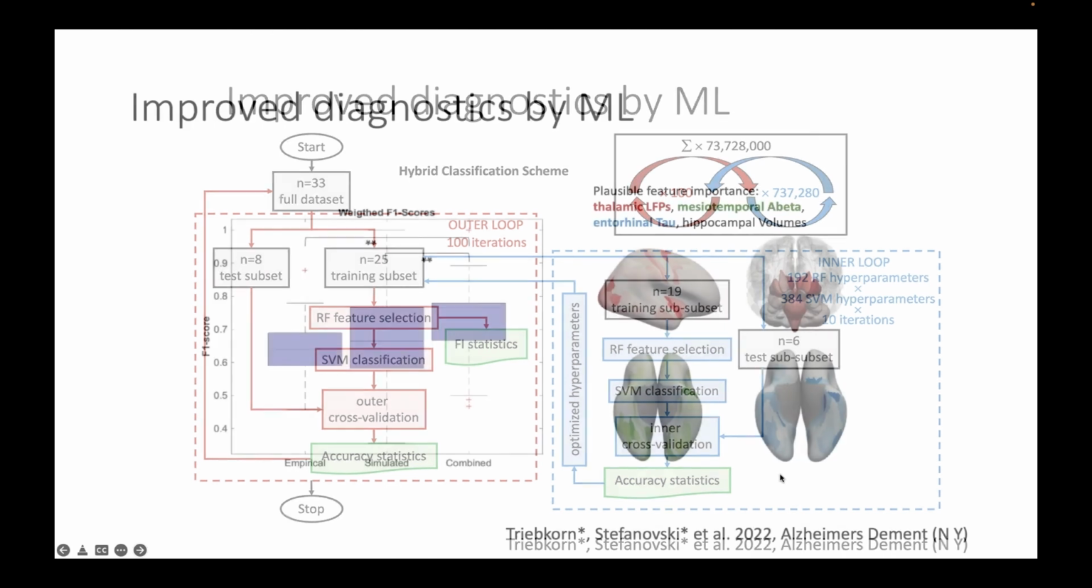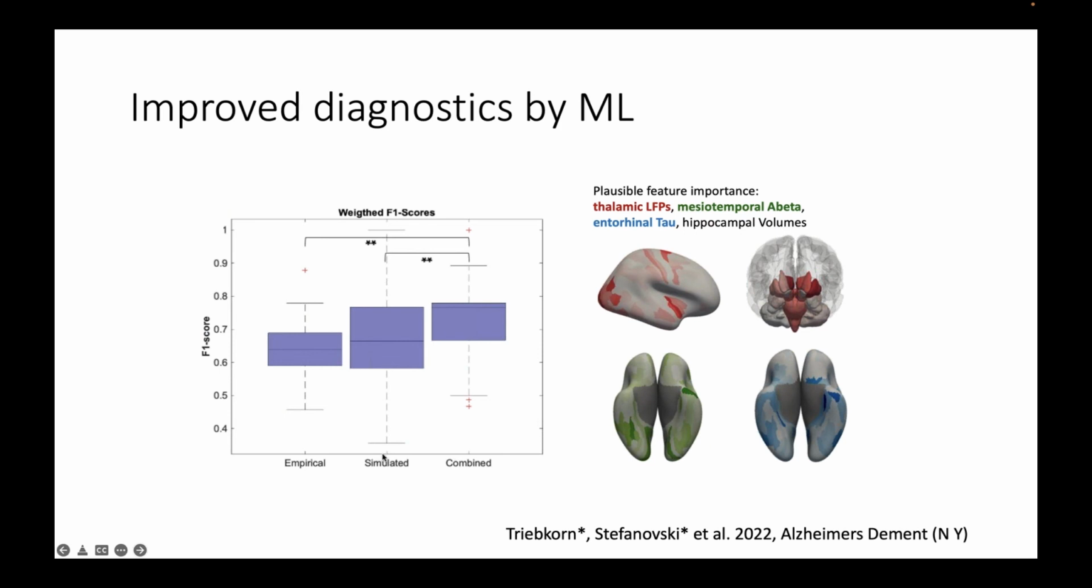And what came out, we really found that the simulated and empirical features are equivalent. The simulated even performed a little bit better, but it was not significantly different. So the simulated features were as good at diagnosing 3 groups of healthy controls, Alzheimer's and MCI as the empirical data. But both together were then even better. We improved the classification by about 0.1 of accuracy, or in this case, the weighted F1 score, which is for a 3-class problem already quite a lot.